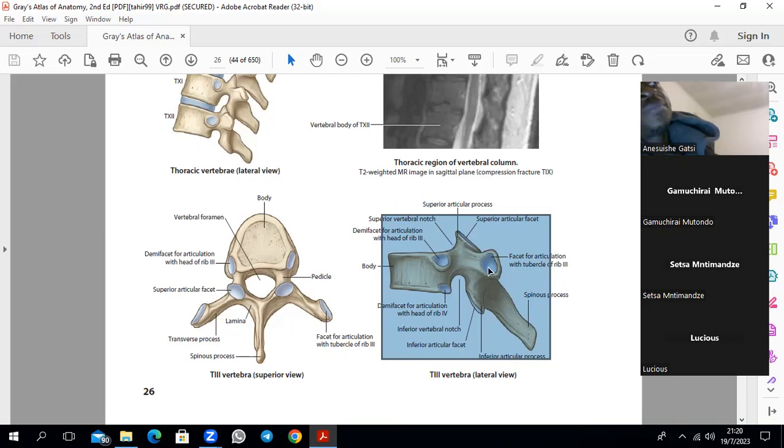Then T1 resembles a cervical vertebra in its spine. Remember, the spines of thoracic vertebrae are directed downward, long and slender. T1, instead of having that kind of spinous process, has a spinous process that is horizontal. It's long, yes, but it's almost horizontal. It doesn't taper going downward like the rest of the thoracic vertebrae. Right?